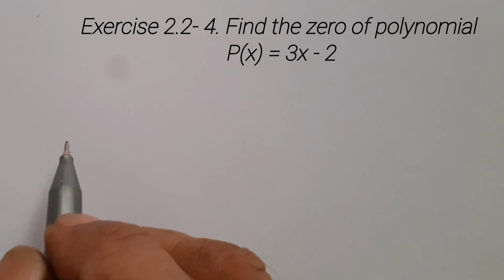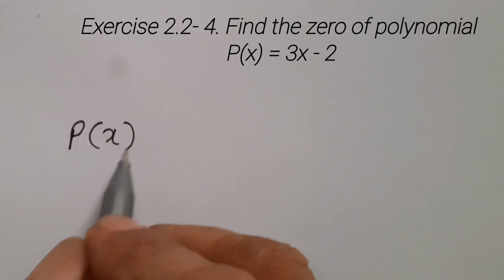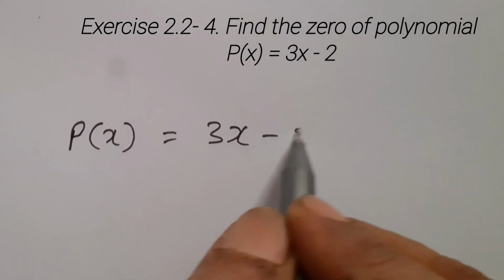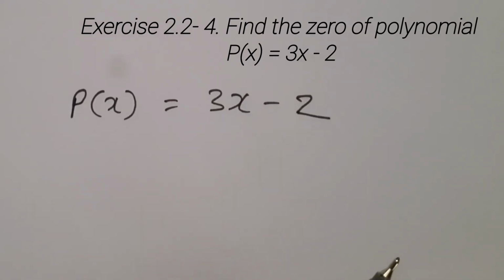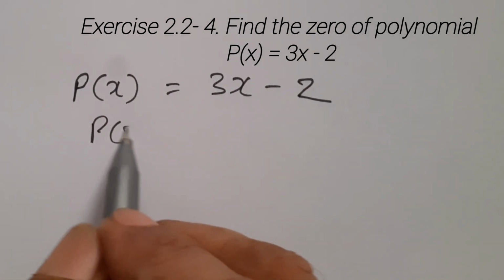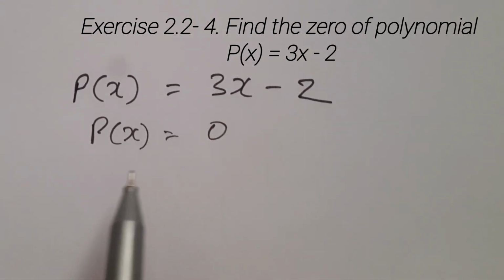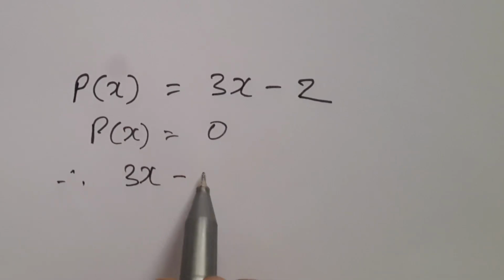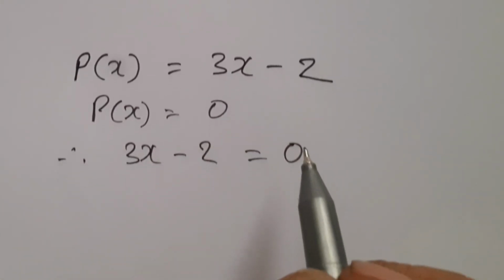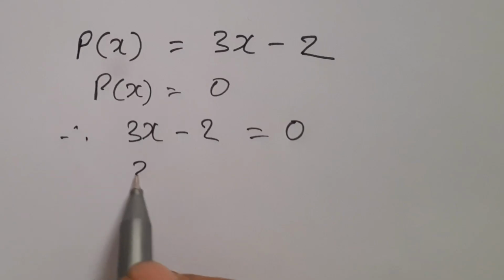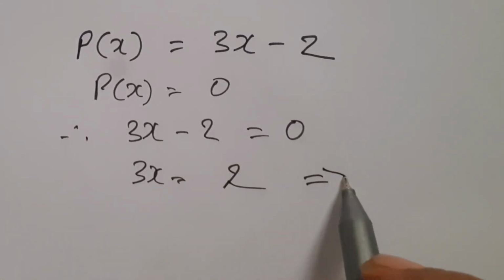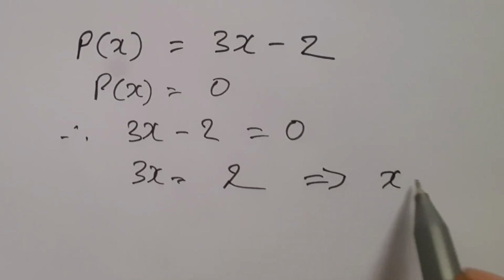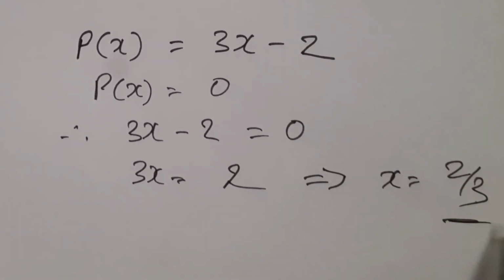Next, find the zero of the polynomial. Here p of x equal to 3x minus 2. What is the zero of this? To find the zero of the polynomial, p of x must be equal to 0. That is, 3x minus 2 equal to 0. Then you find x. 3x equal to plus 2. Then x equal to 2 by 3. So here 2 by 3 is the zero of the polynomial.